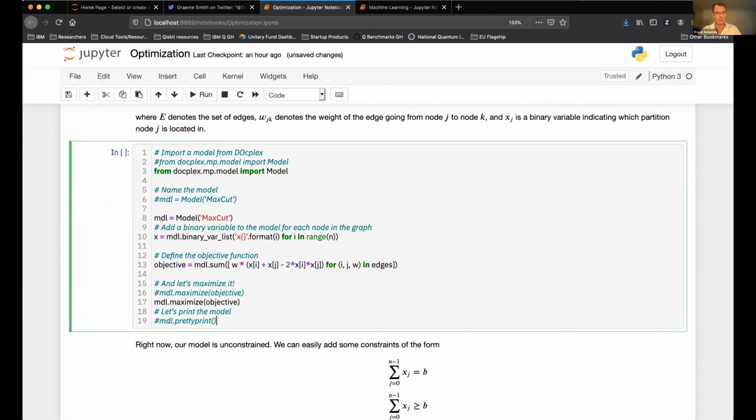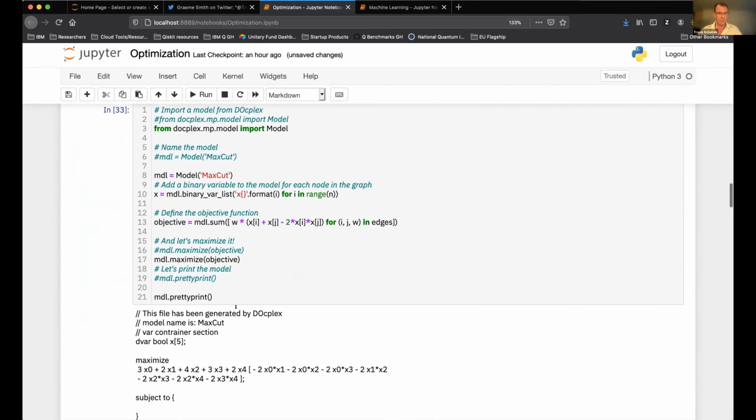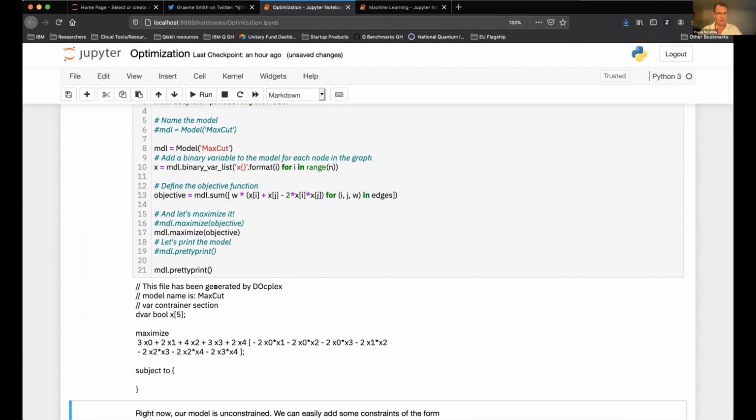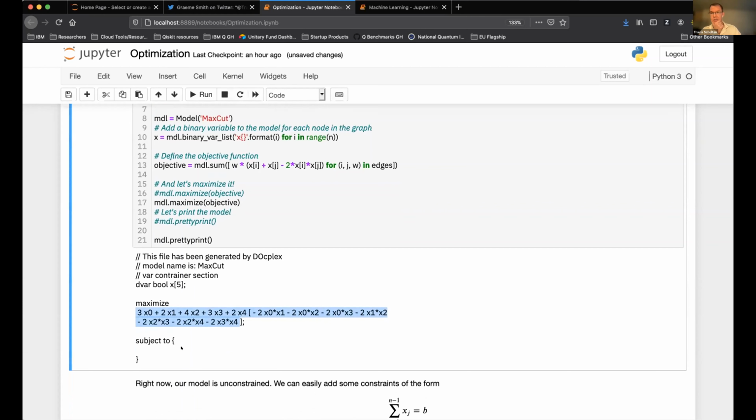Now, one thing I really like about this module is this pretty print function, because then you can actually take a look at what model you just defined. So, okay, cool. This is a DOCplex model. It's got a name. We've got 5 binary variables, because each vertex is represented by a binary variable. We have our objective function. And we can see that our objective function doesn't have any constraints.